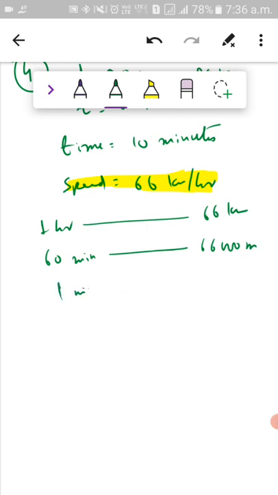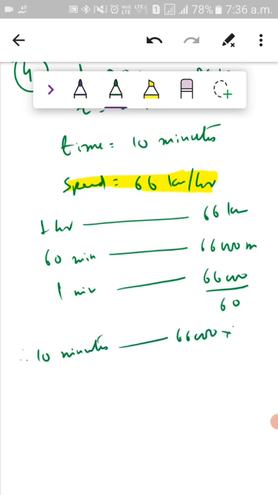Okay, so in 60 minutes it can go 66,000 meters. So in 1 minute it can go 66,000 by 60. And for how many minutes is it given in the question? It is 10 minutes. So therefore in 10 minutes it will go 66,000 multiplied by 10 by 60. So we can cancel out. 10 sixes are 60, 6 elevens are 66, that is 11,000 meters. So 11,000 meter is the total distance traveled. Okay, right?